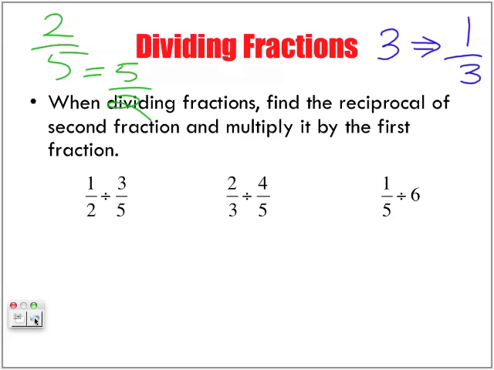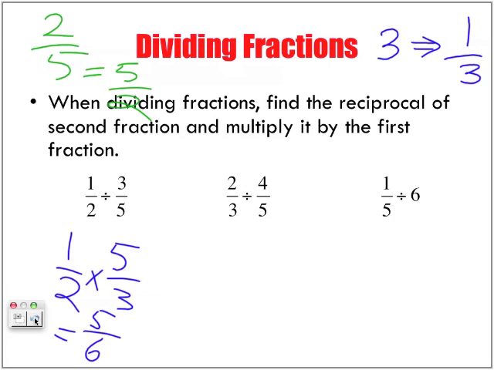Right? So now, when we're dividing fractions, we keep the first fraction and we multiply it by the reciprocal of the second fraction. So if the fraction is 3 over 5, what is the reciprocal? 5 over 3. So, same rules apply as for multiplying. 1 times 5 is? 5. 2 times 3 is? 6. Can I simplify that? No.